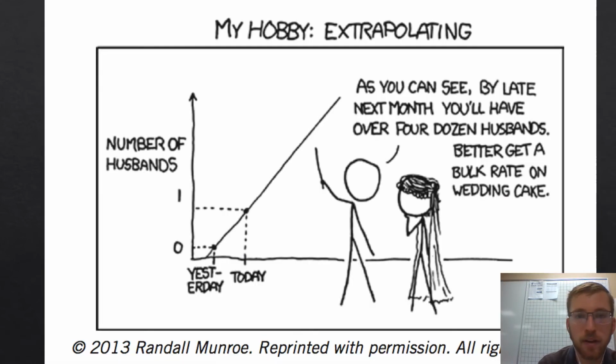Here's a comic that I found. It says, "My hobby is extrapolating. Yesterday, she had 0 husbands. Today, she got married, so she has 1 husband." Using extrapolation, which isn't correct here of course, if she were to extrapolate, tomorrow she would have 2 husbands, the next day 3 husbands, and so on. So another example of where extrapolating is not a good idea.